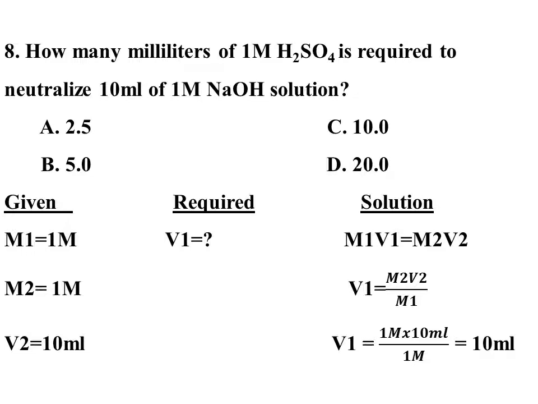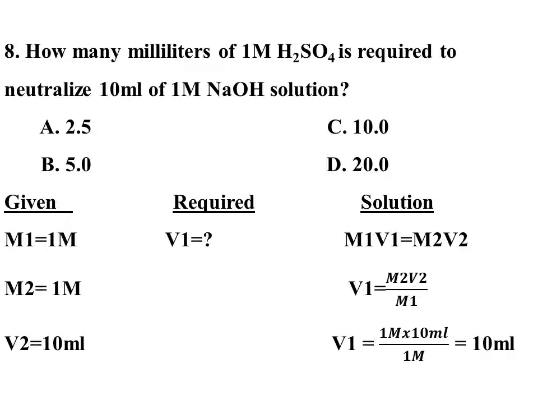Question number 8. How many milliliters of 1 molar H2SO4 is required to neutralize 10 ml of 1 molar sodium hydroxide solution? A 2.5, B 5.0, C 10.0, D 20.0. Given we have M1 1 molar and V1 is required, M2 also is 1 molar and V2 is 10 ml. Solution, apply the dilution principle, which is M1V1 equals M2V2.